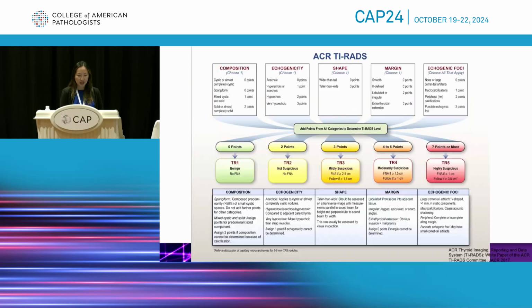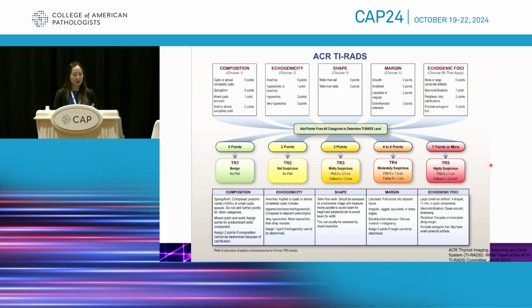So we'll shift gears to ACR TIRADS. My apologies, I know this is a very busy table, but essentially the ACR TIRADS, the ACR is American College of Radiology, it does something very similar to ATA, which is it takes different elements of ultrasound, so composition, echogenicity, shape, margin, echogenic foci, it assigns them a point value, and then depending on what the point value is, you'll once again have different cutoffs for FNA. So if it's 0 points, totally benign nodule, no FNA, no matter what size. If it's highly suspicious, high point value, you're going to do an FNA, if it's greater than a centimeter.